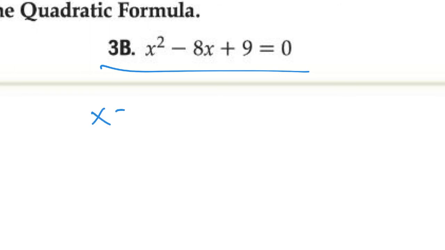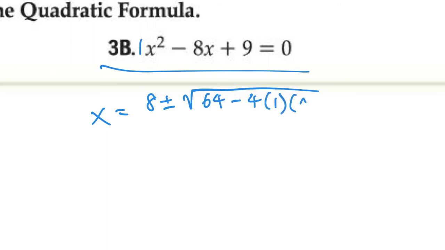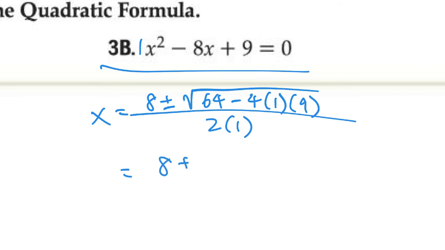Okay, let's start with the quadratic formula, which is negative b. So negative 8 is just a positive 8, plus minus square root of negative 8 squared, which is 64, minus 4, a is 1, and c is 9, divided by 2a, which is just 2. This is equal to 8 plus minus, 4 times 9 is 36.